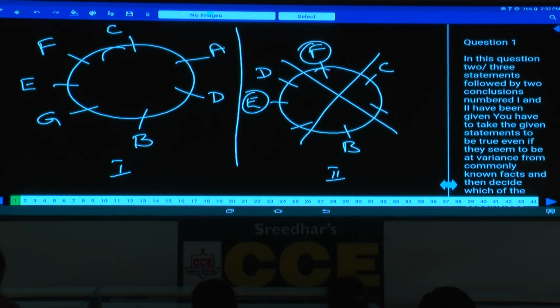Then what is the final arrangement? B, G, E, F, C, A and D. 7 persons seated around this circular table.